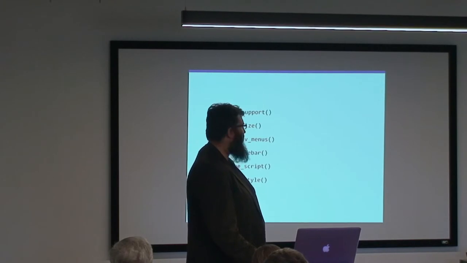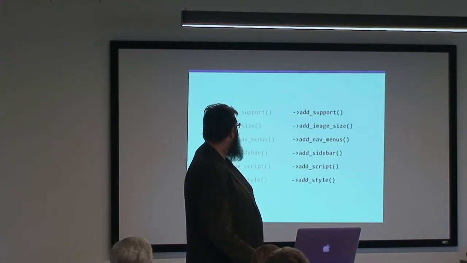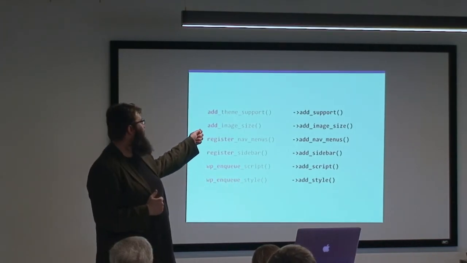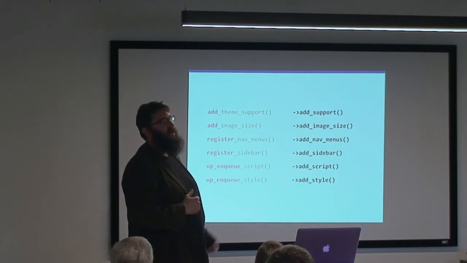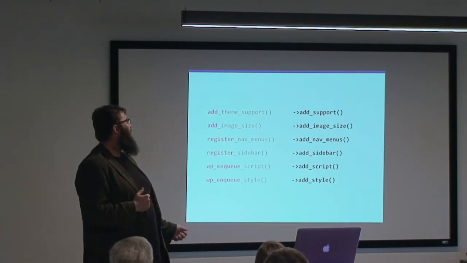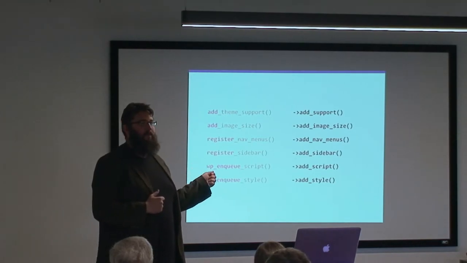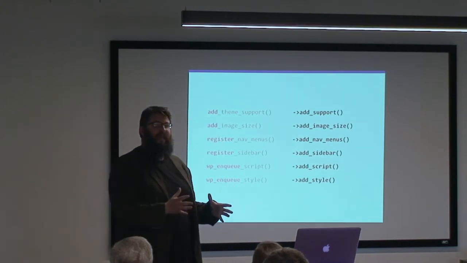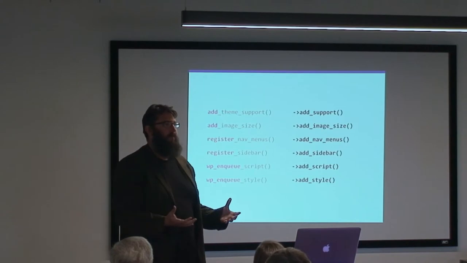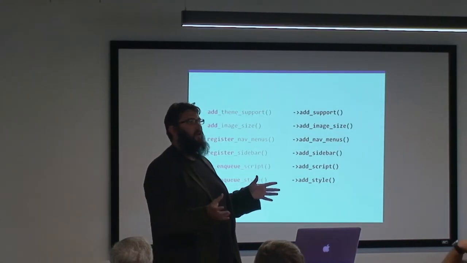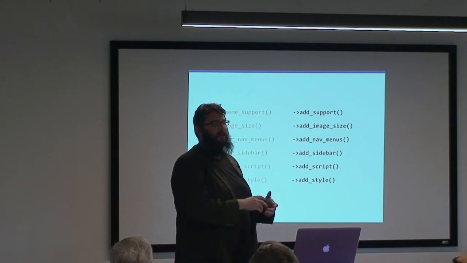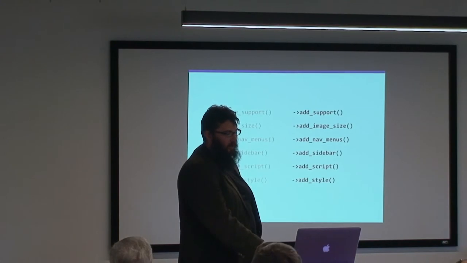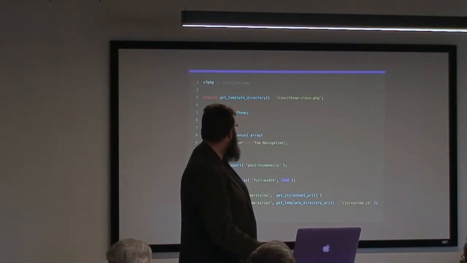So what if instead of all of this in a bunch of different hooks, we just created our theme object and had an add support method to add theme support, an add image size to add image sizes, add nav menus, add sidebar, add script, and add style. This is a lot easier to remember. And by taking advantage of some of the things that object-oriented programming lets us do, we can have these hook into WordPress automatically so we don't have to remember the hooks, the names of the hooks, or the API either. So let's take a look at what that looks like.